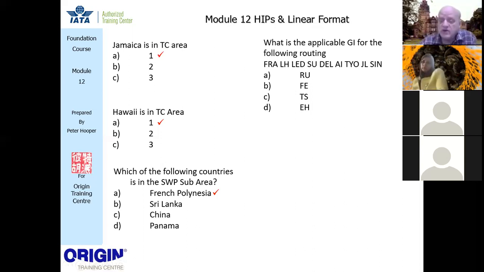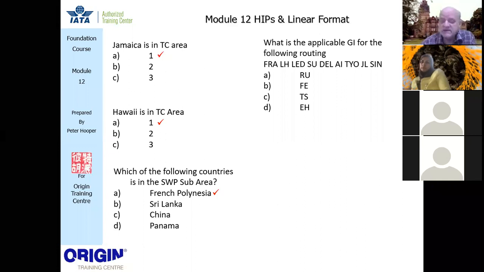After RU, I try FE. Could this be FE? No. FE needs Russia or the Ukraine at the beginning or end. Do I have Russia or the Ukraine at the beginning or end? No, it can't be FE.